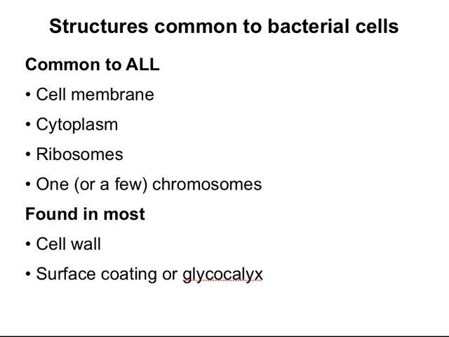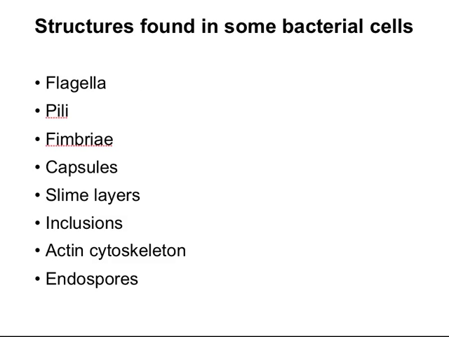So here are some structures that are common to bacterial cells. All bacterial cells, as we've already established, have a cell membrane, they have cytoplasm, ribosomes, and 1 circular chromosome. Sometimes they have a couple of extra small accessory chromosomes, but we'll look at those in more detail soon. Most bacterial cells have a cell wall, as well as a surface coating or glycocalyx, which we'll look at in much more detail. Some other structures that we might find in bacterial cells are flagella, or a tail-like structure for swimming, pili, or channels for communication between the cells, fimbriae, little motile projections off the side of the cells.